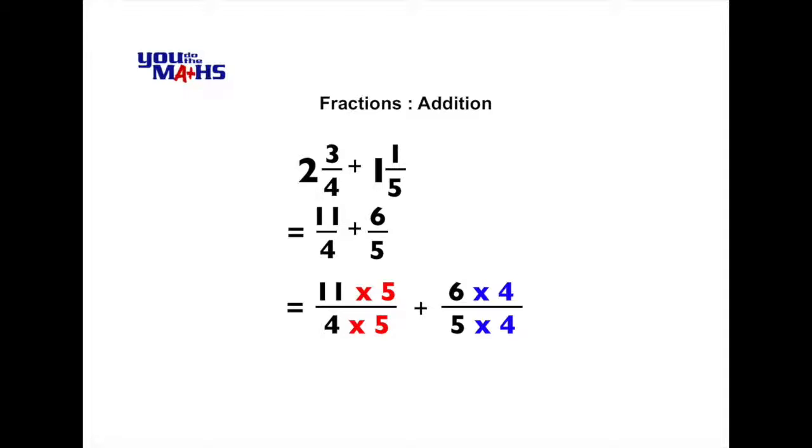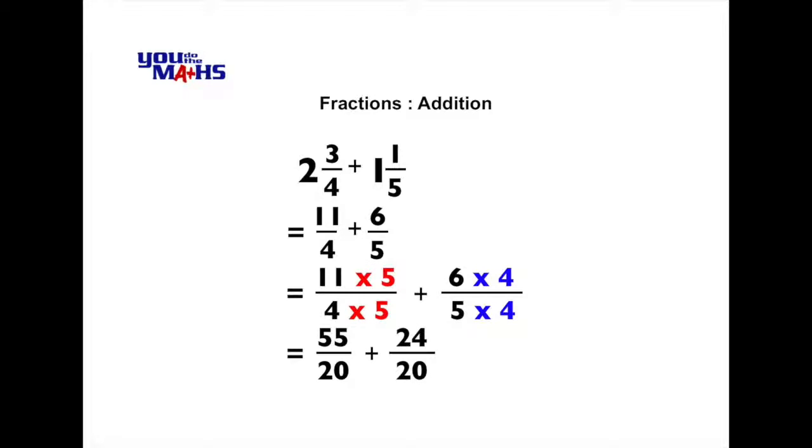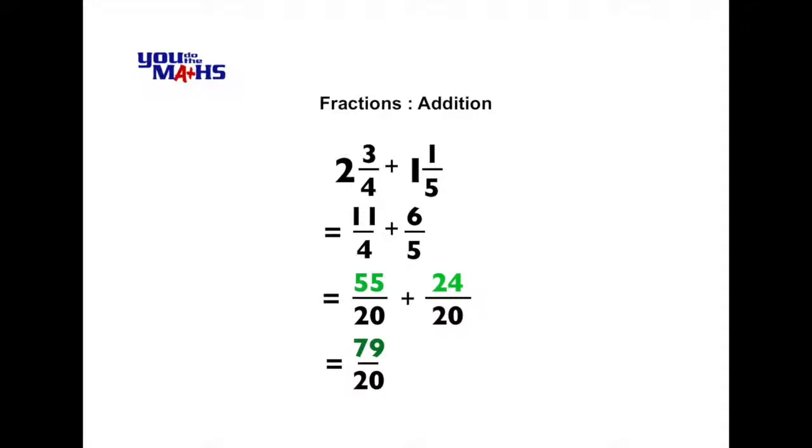In the second fraction, if we change the denominator 5 by multiplying it by 4, likewise the top line 6 must also be multiplied by 4. When we do this, we can see that the first fraction becomes 55 over 20, and the second fraction becomes 24 over 20. We now have our common denominators. All we need to do in the next step is to add the numerators together. So 55 plus 24 is 79 over 20.